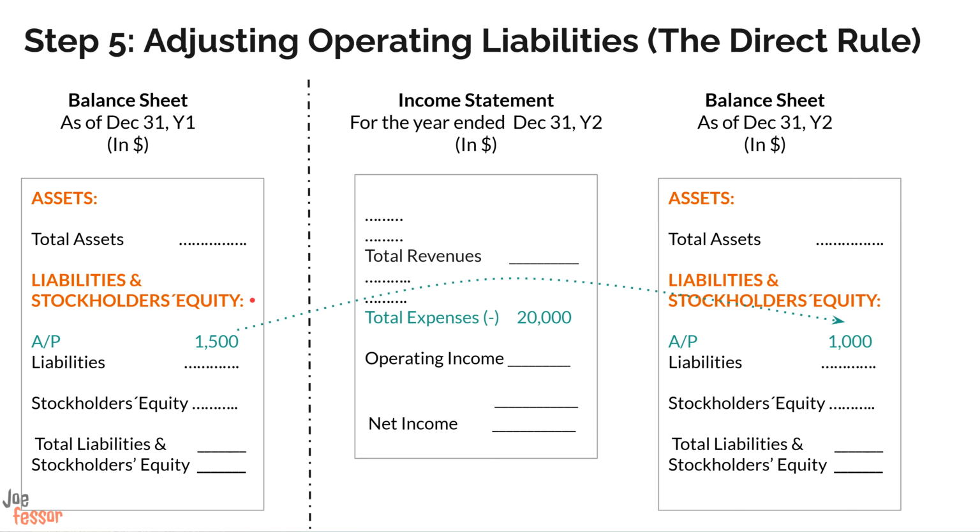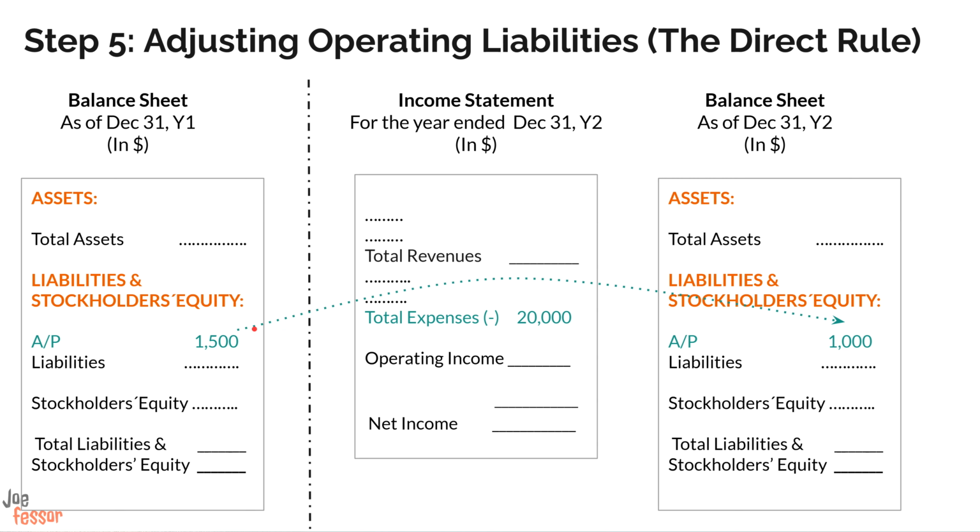Now we look at the final part of our reconciliation, step 5, dealing with operating liabilities. The relationship here is the opposite of assets. The rule is direct. Let's jump into the accounts payable example to understand why this relationship is direct.